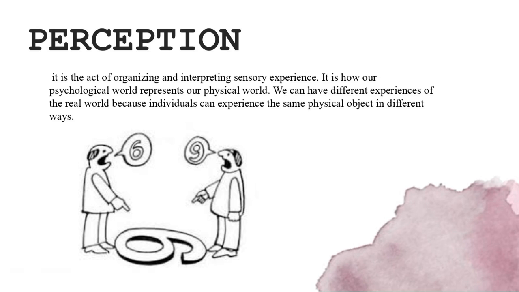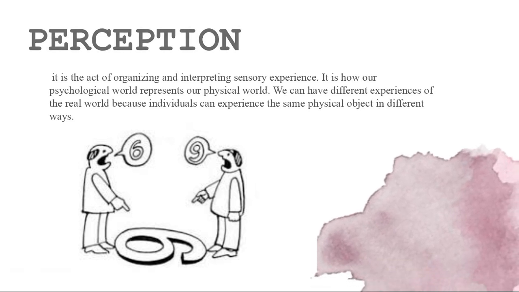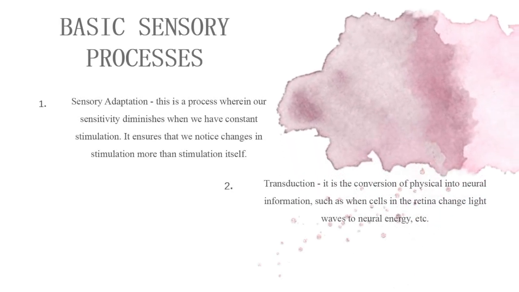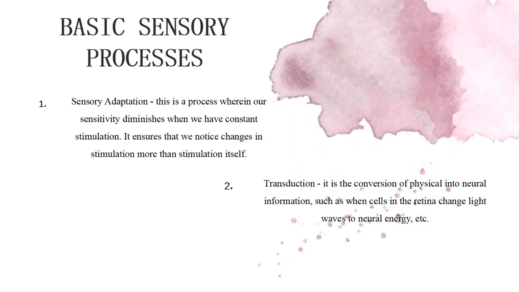We can have different experiences of the real world because individuals can experience the same physical object in different ways. Basic sensory processes. Sensory adaptation. This is a process wherein our sensitivity diminishes when we have constant stimulation. It ensures that we notice changes in stimulation more than stimulation itself.